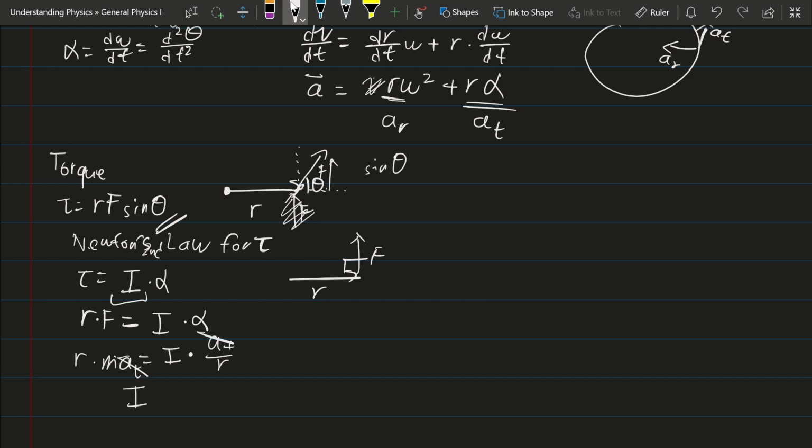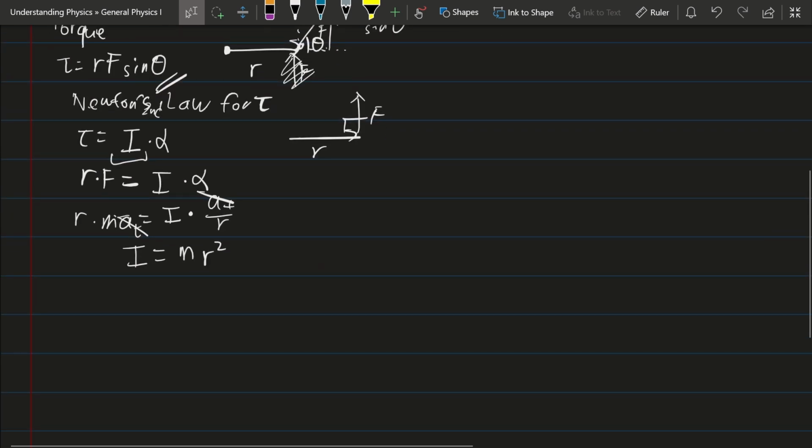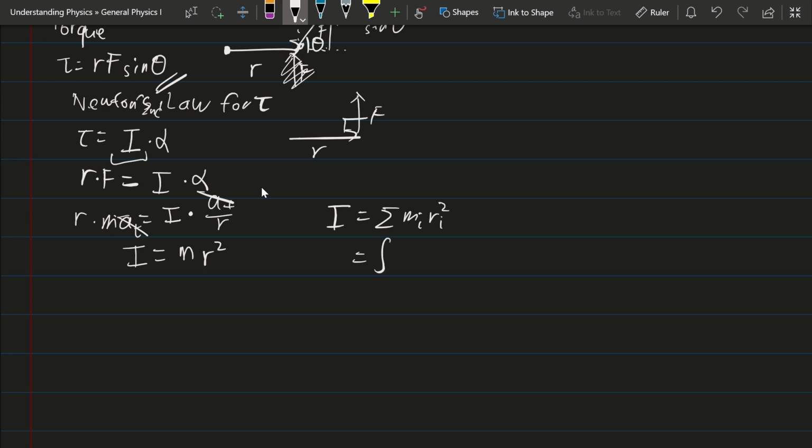And you would later figure out that for a single point, the moment of inertia is defined to be m r squared. And basically, inertia is additive. That means that you could sum up multiple different points to get the moment of inertia of the entire body, the same thing with mass. So basically, the inertia is the sum of m_i r_i squared, or if you do this with calculus, you would write this as the integral of r squared dm.